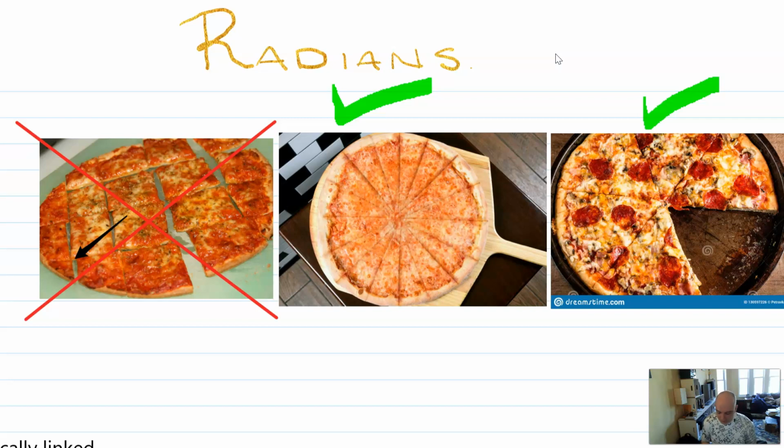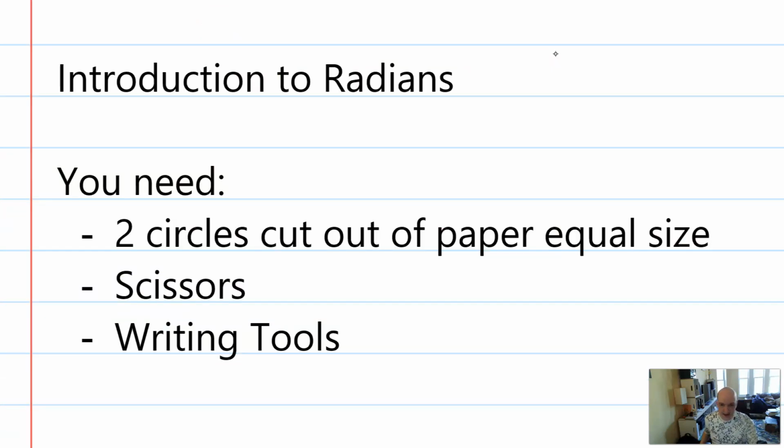Radians are a unit of angle measure that is actually more intuitive than degrees. And people think radians are hard, but I'm here to tell you that if you can cut a pizza or eat a pizza, and you're not one of these weird people that cuts your pizza on a grid, you can do radians as well.